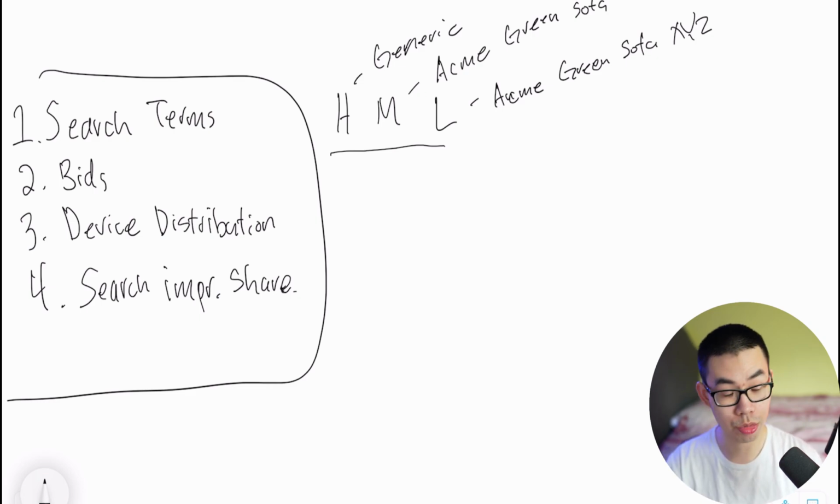And if there are any search terms that are not relevant in our funnel, with our generic, our medium, and our low funnel campaign, we need to optimize them. So we need to use negative keywords to remove any terms that should not belong in the high, medium, and low. So terms like Acme green sofa should only be in the medium. It should not be in the low. And if it is, we need to use negative keywords, either as a phrase match, which is the little brackets, to move this back up the funnel into the medium. Or if the term Acme green sofa XYZ is in the medium, we need to move it down and add that term to the low funnel negative keyword list.